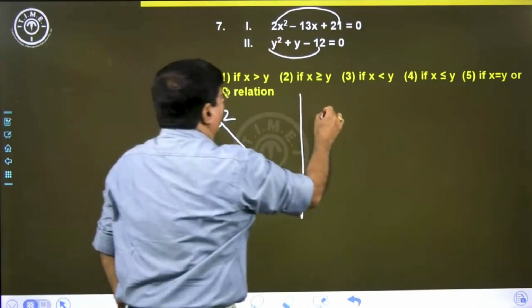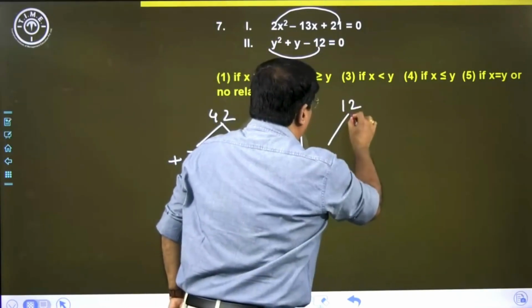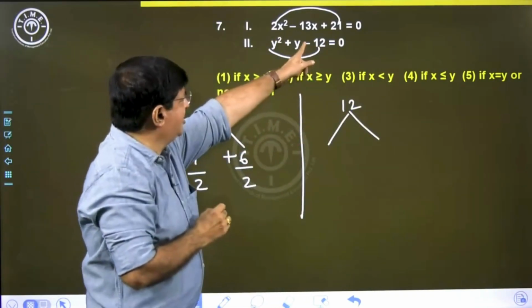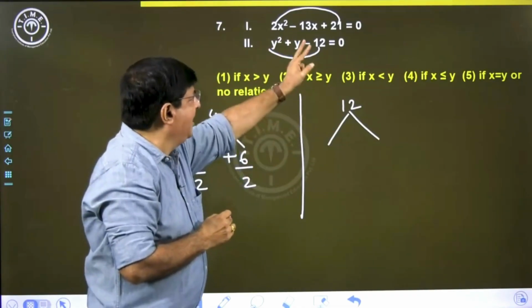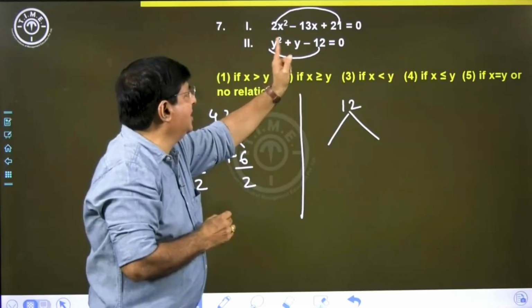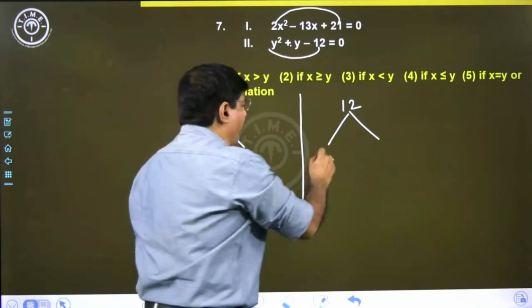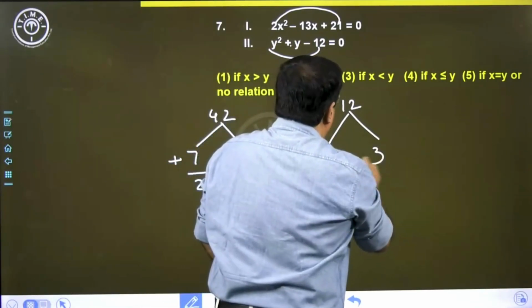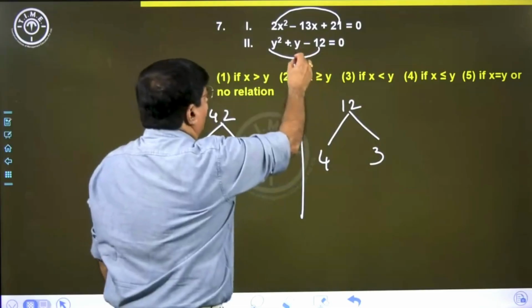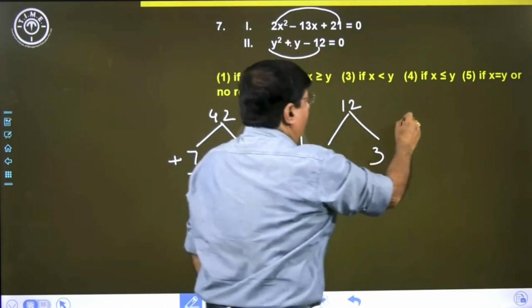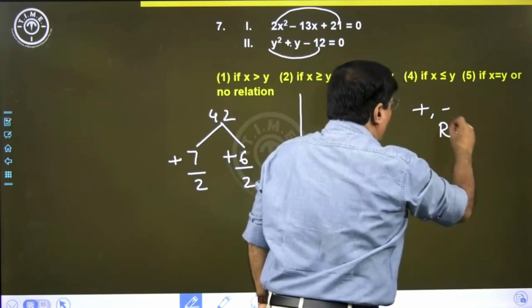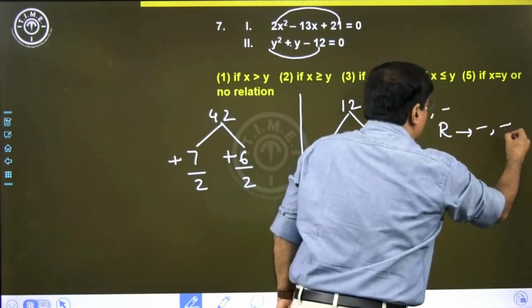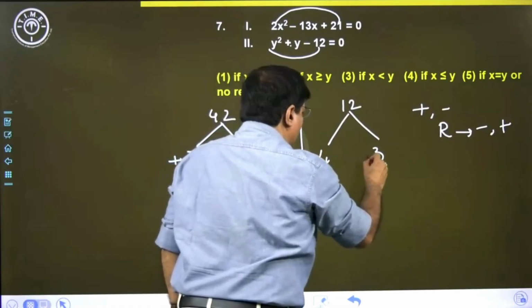12 and 1. This is 12. The sign of 12 is minus. So two numbers whose product is 12 and difference gives me 1. That 1 is nothing but the coefficient of y. So 4 and 3. 4 into 3 is 12, 4 minus 3 is 1. The signs in the equation are plus and minus. So the roots will be minus and plus.